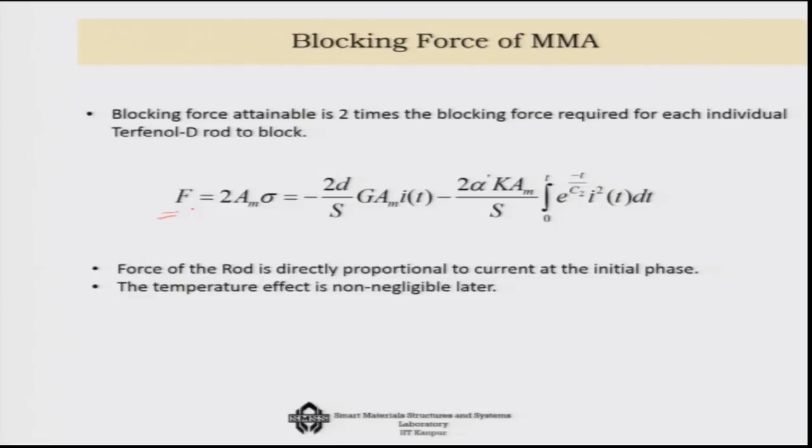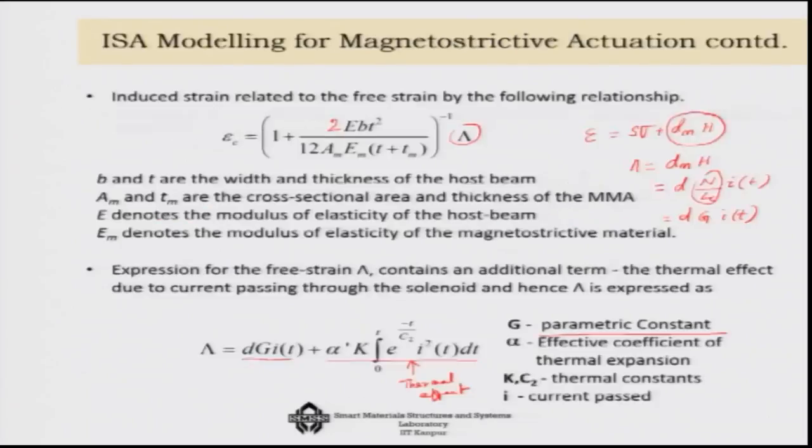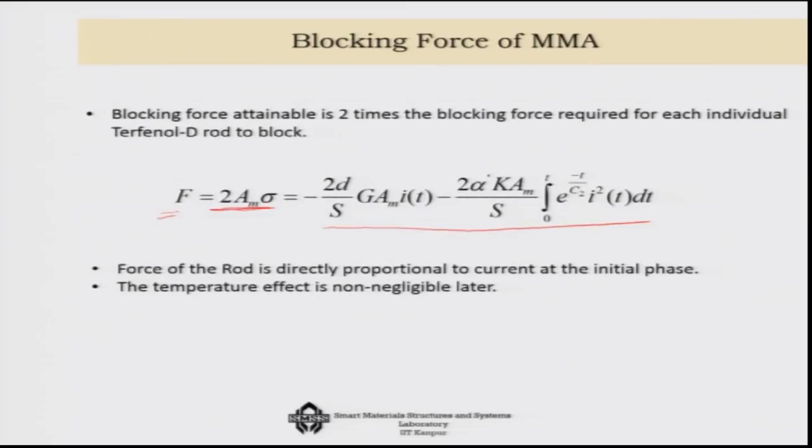Well, the blocking force in the system is 2 times A m times sigma, if both of them work in the same direction, and if it opposes, then the negative sign will come up. That blocking force will have 2 parts in it. One is because of this active part. And this should be clear to you, that in the last expression, if you remember, we denoted this part as the lambda part. So, that is what is coming up here. The only thing is that 1 by S is actually nothing but E m. If you keep that in mind, you will get this expression, which simply says that the blocking force is estimated by putting in both the magnetostrictive effect as well as the thermal effect.